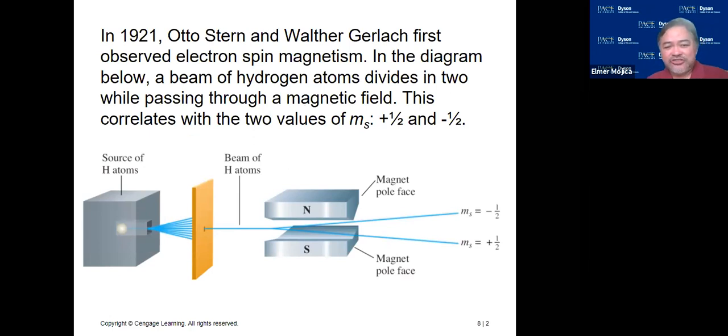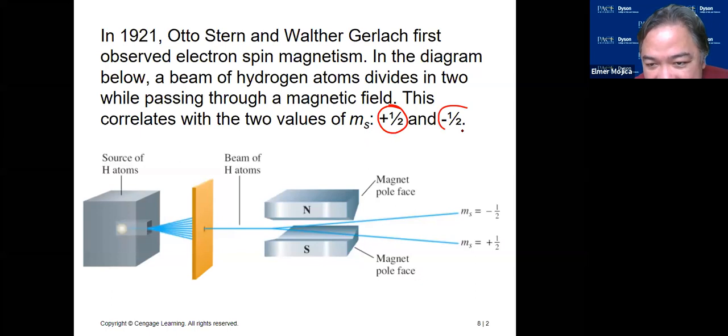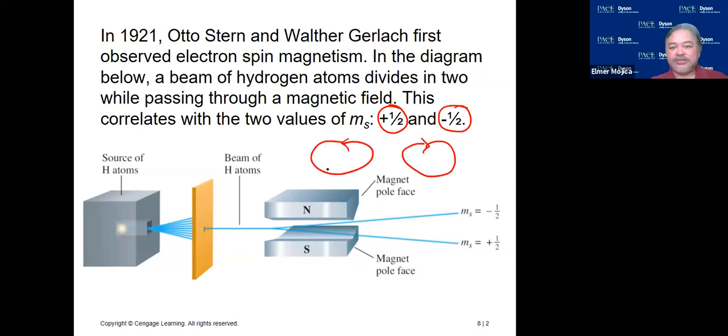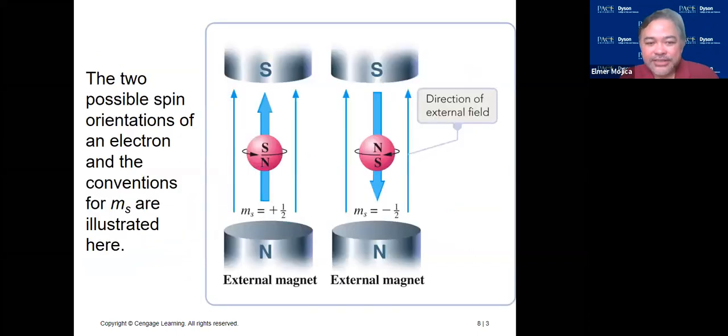In 1921, Otto Stern and Walter Gerlach first observed electron spin magnetism. In the diagram below, a beam of hydrogen atoms divides in two while passing through a magnetic field. They correlated this with a positive 1/2 and a negative 1/2. So what does it mean? The atom would spin like this and like this. The spin orientation can be either clockwise or counterclockwise.